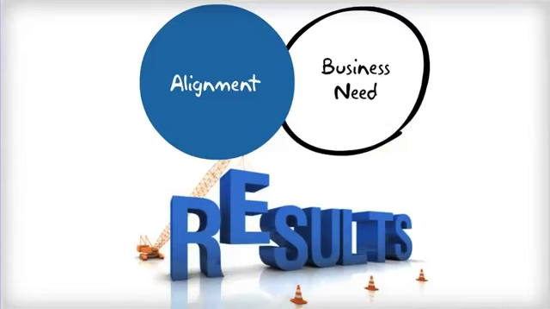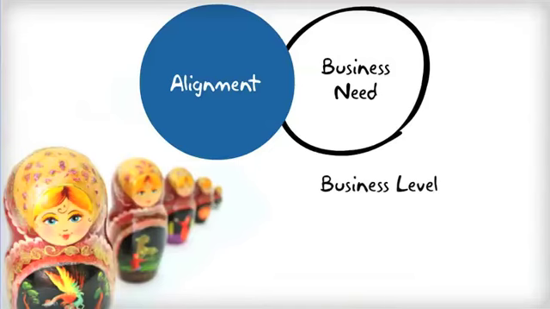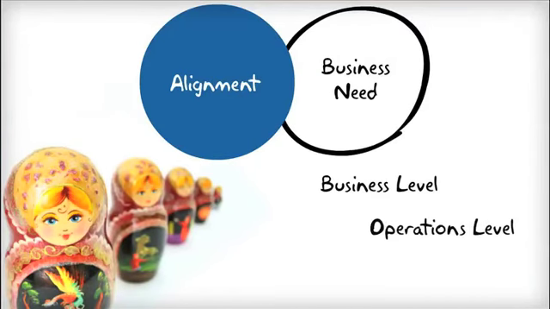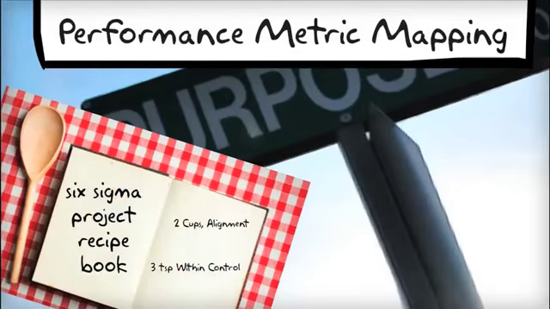Six Sigma projects are focused on results. Oftentimes, this means financial results or other important metrics the company tracks. In general, metrics are categorized in the following ways: business level metrics, operations level metrics, and process level metrics. To put all the metrics above in perspective, we'll learn a simple tool called performance metric mapping. This tool takes us from business level to operations level to process level. This tool can help us identify business needs that are within our control. That's the perfect recipe for a Six Sigma project.